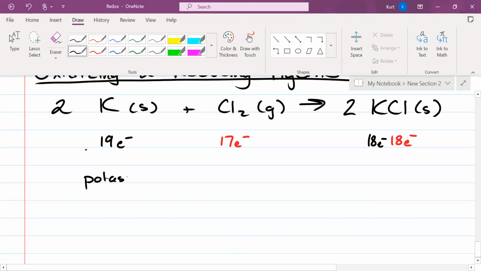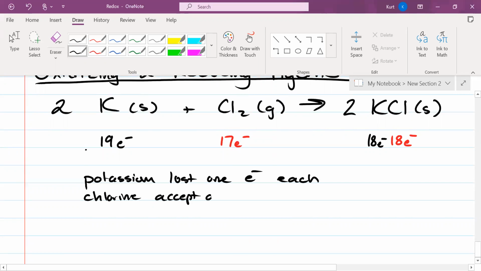Potassium lost 1 electron each. Chlorine accepted 1 electron each. Yes, Carson?